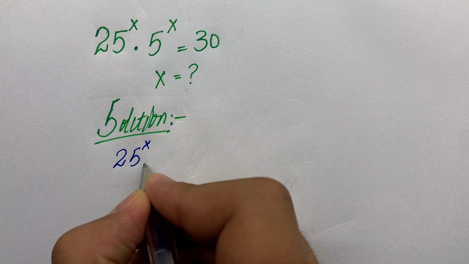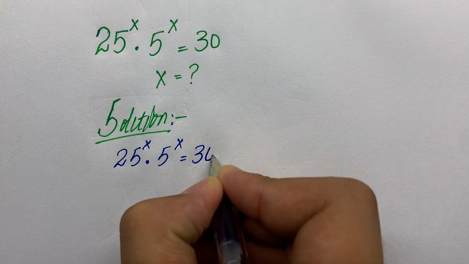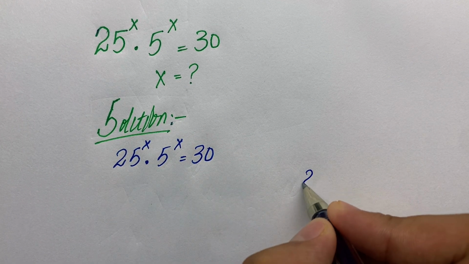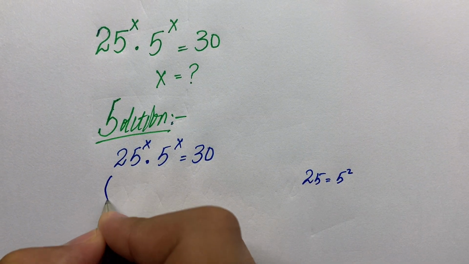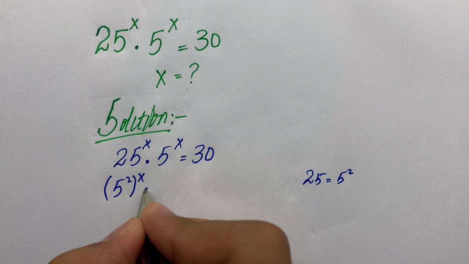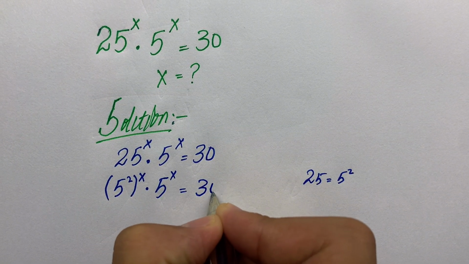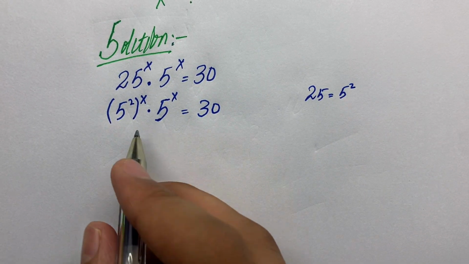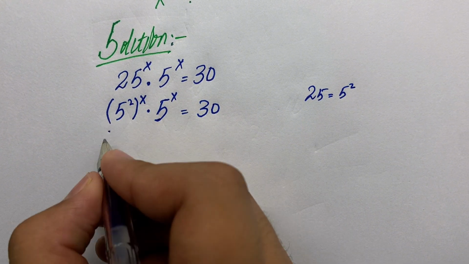Our question is 25^x times 5^x is equal to 30. Now in the next step, as we know that 25 is equal to 5 squared, we are putting this value in: (5 squared) to the power x times 5 to the power x is equal to 30. So this is our equation, and now we are using a formula.